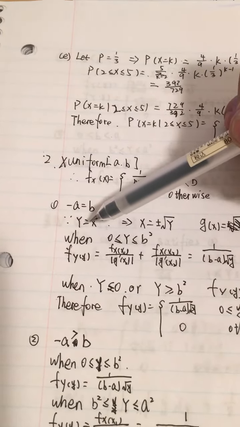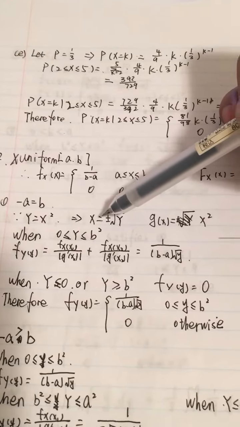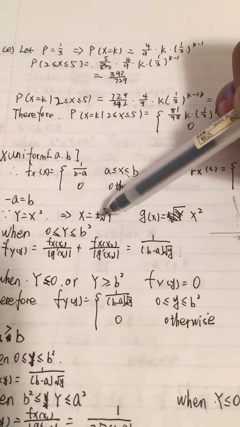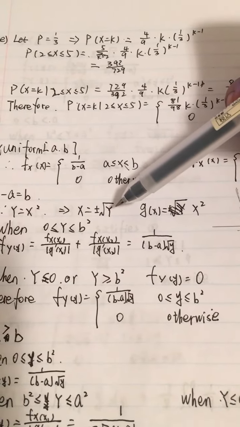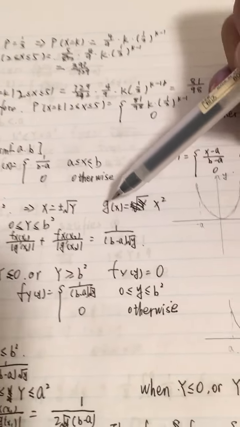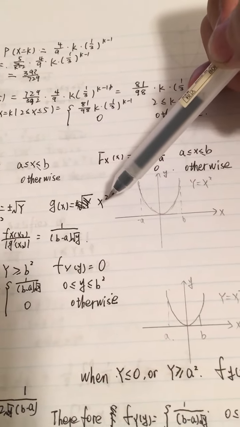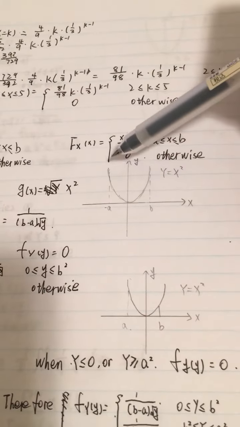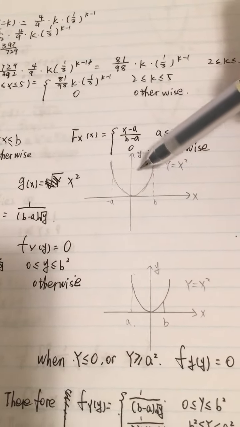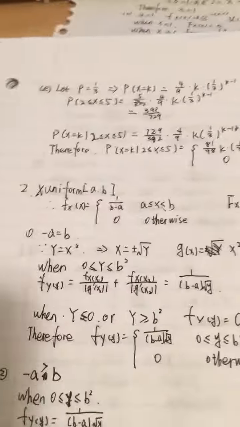And because y equals x squared, we can get x equals plus or minus y to the power of 1 over 2. And we can let g of x equals x squared, and we can get this graph. This is the graph for g(x).